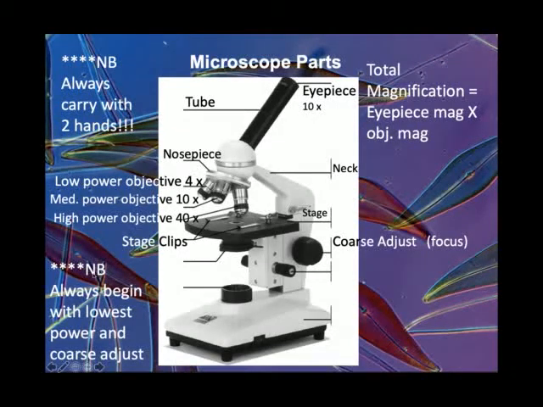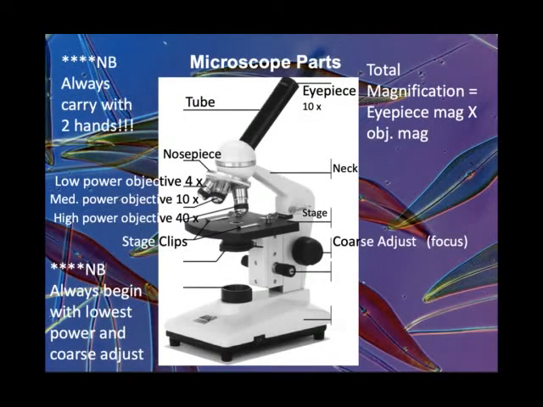So nota bene for the coarse adjust, always begin with the lowest power and the coarse adjust. That's going to move the stage the most, the quickest. You need to do that when you're first starting with a microscope slide. Don't start on the highest power objective, because it will be like looking for a needle in a haystack. It's going to take you forever. You're going to get frustrated, and then you're not going to want to do this.